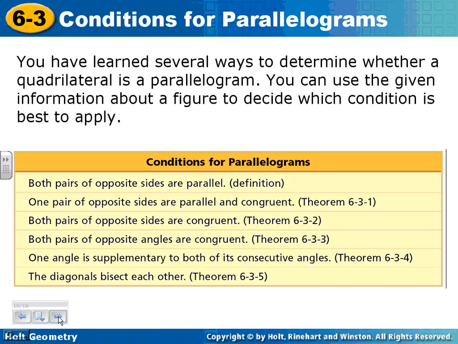Theorem 6-3-1. Both pairs of opposite sides are congruent, Theorem 6-3-2. Both pairs of opposite angles are congruent is Theorem 6-3-3. One angle is supplementary to both of its consecutive angles, Theorem 6-3-4. And finally, the diagonals bisect each other, Theorem 6-3-5. Again, that last slide is just a summary page.